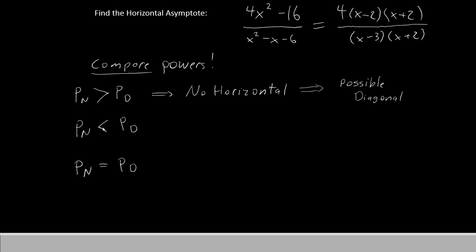If the power in the numerator is less than the power in the denominator, you will have a horizontal asymptote, and it will automatically be at y equals 0. It'll just be a horizontal dotted line passing through y equals 0. Now, if they are the same power, that's when things get interesting, because you will need to divide the leading coefficients.